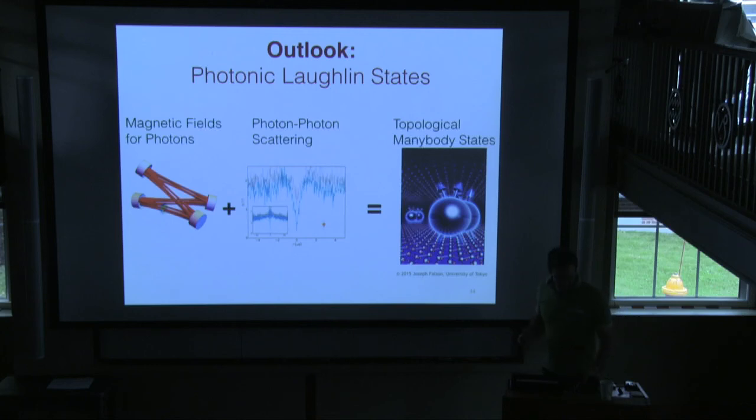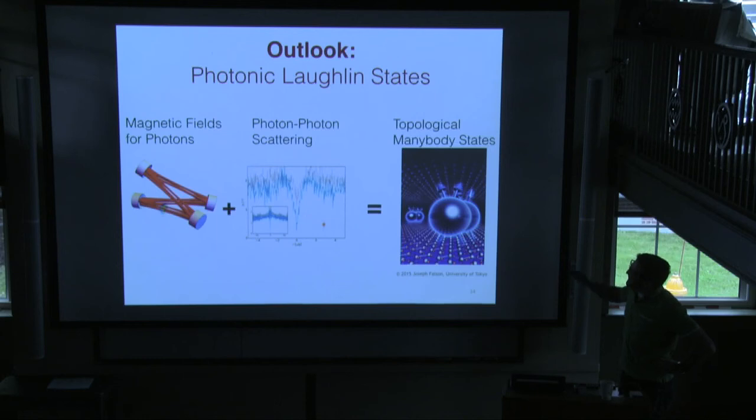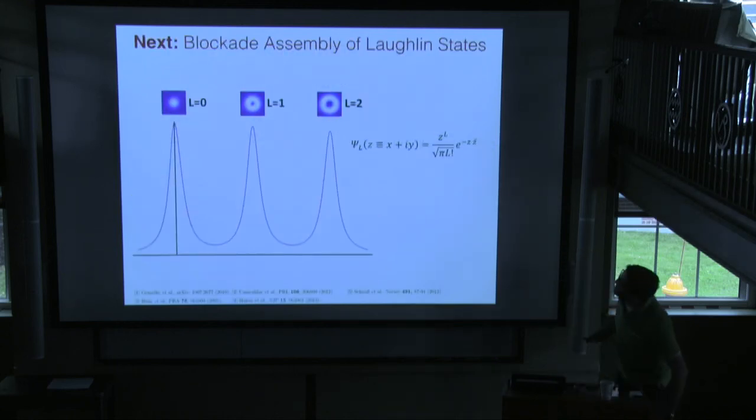And so what I thought I'd do with the last couple of minutes is try to give you a flavor of how we will combine these magnetic fields with photon-photon scattering to build what I call here, optimistically, topological many-body states. Maybe you call them topological few-body states. People call them Laughlin states. We call them Laughlin droplets. Because it will not be a huge number of particles, but I think we can get some neat intuition from the way that this works.